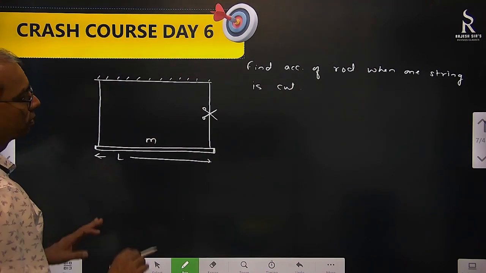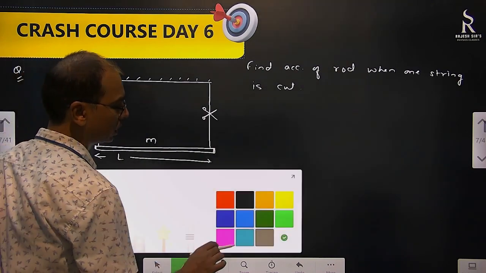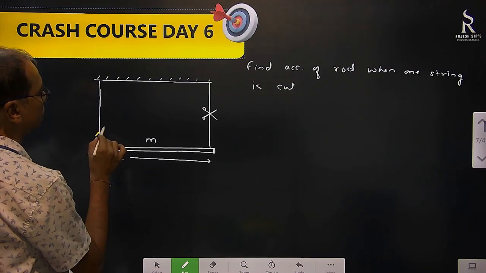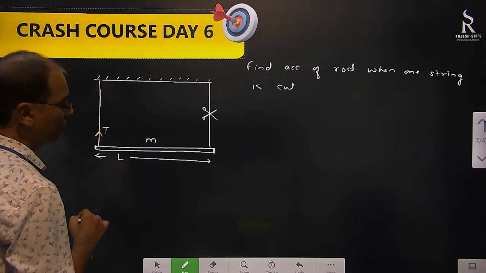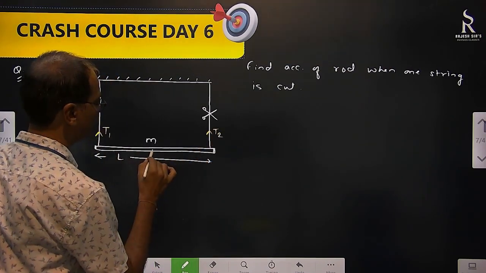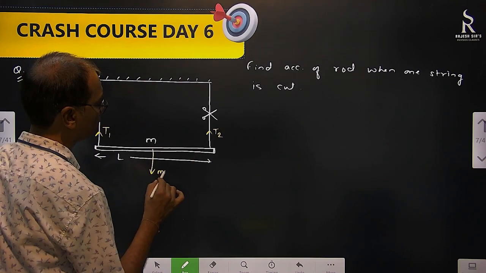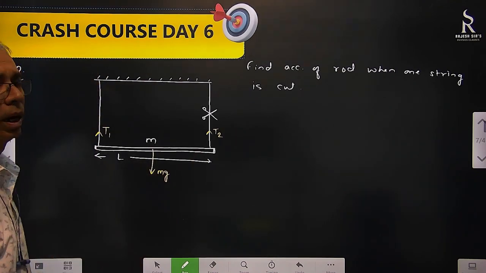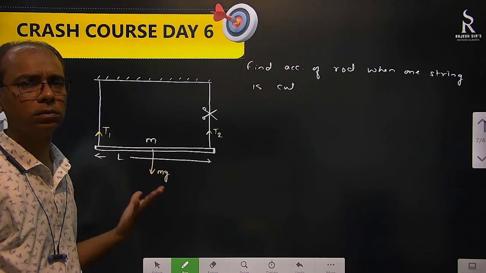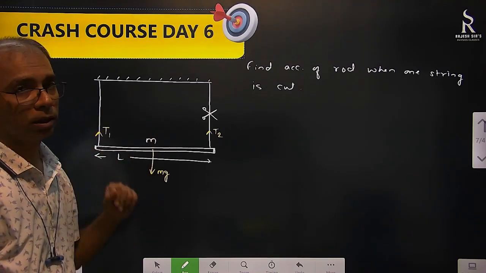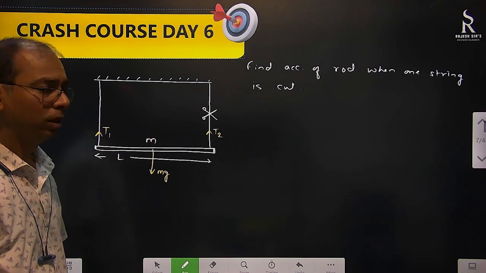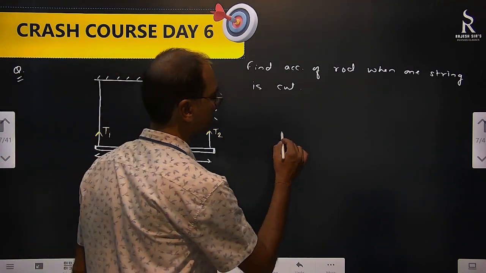Earlier, when this string is not cut, the rod is in equilibrium. What can we say? Here is tension T1, here is tension T2, and mg is acting down. Very simple: T1 plus T2 equals mg. Then rotational equilibrium we can also find. But what he says is they are cutting this string. So what's going to happen? This is going to move down.